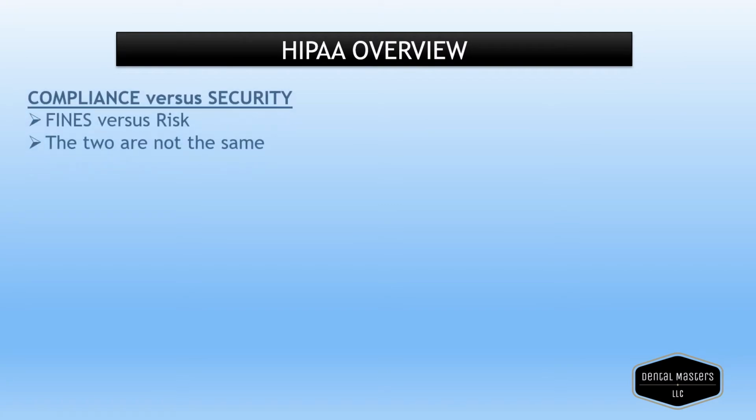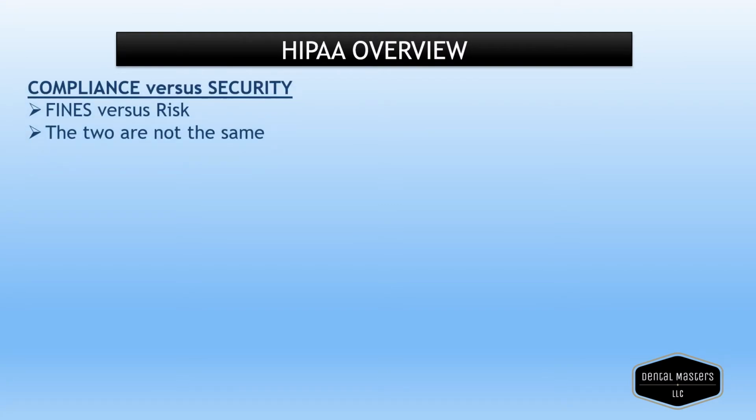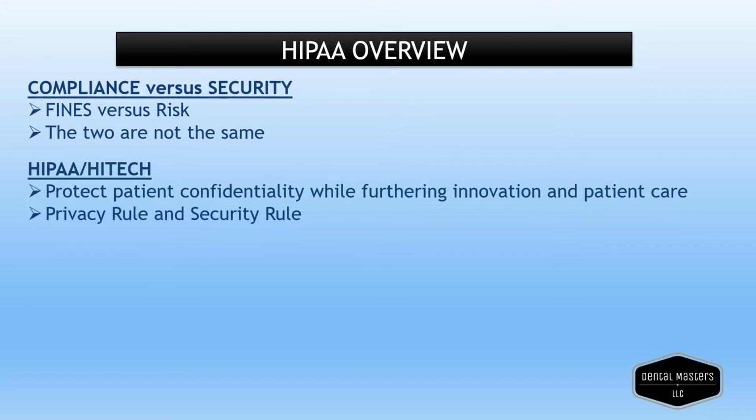So let's take a little overview of HIPAA. It is compliance versus security, meaning fines versus risk. The two are not the same. HIPAA and HITECH are two totally different things, but they apply similarly to a dental practice. They both protect patient confidentiality while furthering innovation in patient care. It's the privacy and the security rule. HITECH has to do with the security, HIPAA with the privacy.